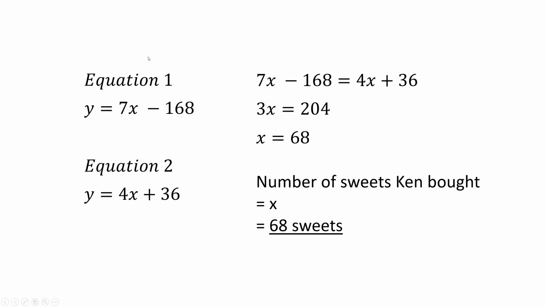So the first equation is Y equals to 7x minus 168. The second equation is Y equals to 4x plus 36. Since both the left-hand sides of equation 1 and equation 2 are both Y, that means we can just solve directly for x. So 7x minus 168 from equation 1 and 4x plus 36 from equation 2. That brings us to 3x equals to 204 and x equals to 68. So the number of sweets that Ken bought is equals to x as defined right at the start, which is equals to 68 sweets.